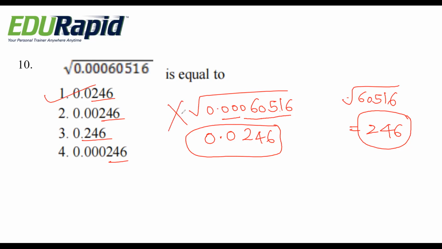No need to write anything on paper. Just by analyzing the question on the computer screen, you can answer. Here 00 becomes a single 0, and for the six-digit part the root becomes 246. That's all.